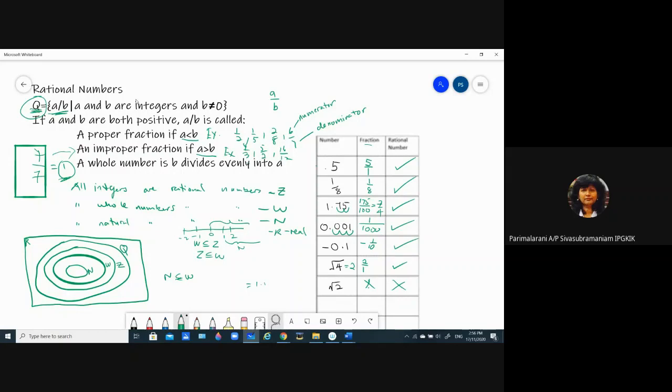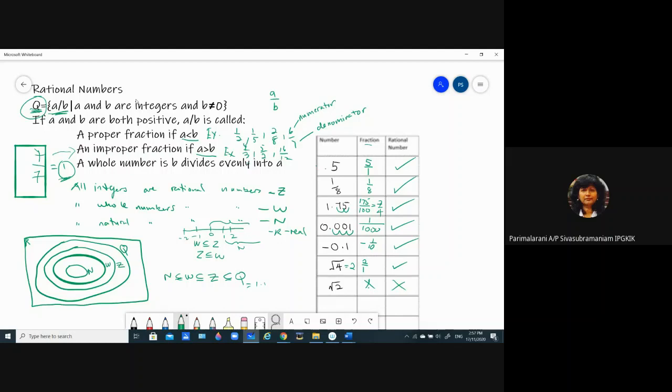Whole numbers starts from 0. Whole numbers is a subset of integers because integers is from negative and positive. Whole numbers is only the non-negative numbers. So whole numbers is a subset of integers. And integers is a subset of rational numbers. Integers is a subset of rational numbers.